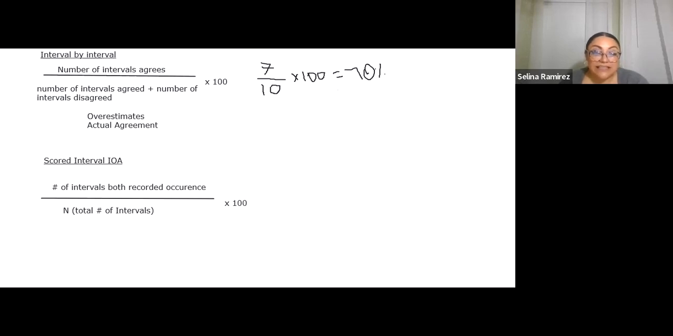I knew this IOA lesson was going to take a long time. Sorry, guys. Okay, so scored interval IOA. We're going to take the number of intervals that they both recorded an occurrence.